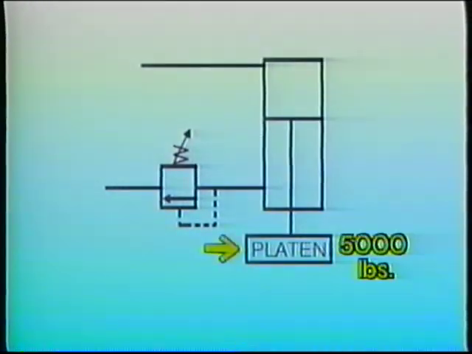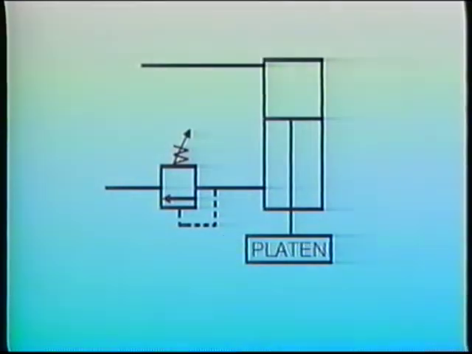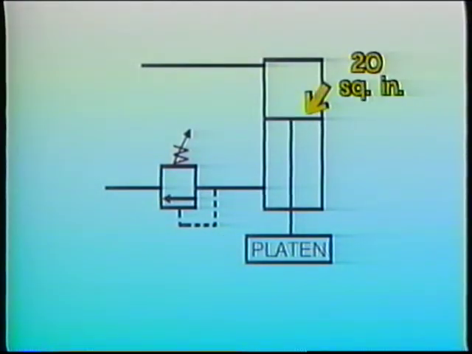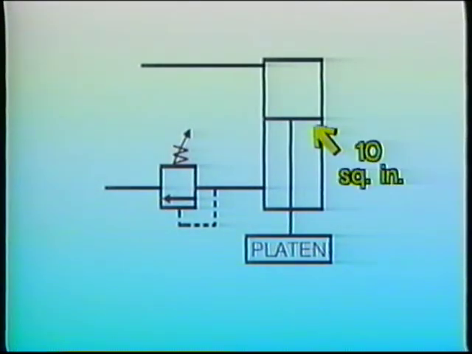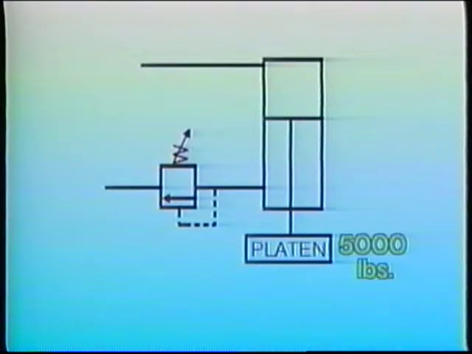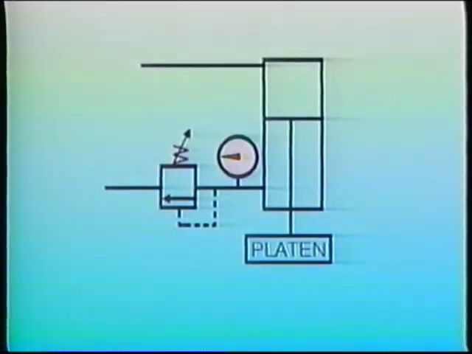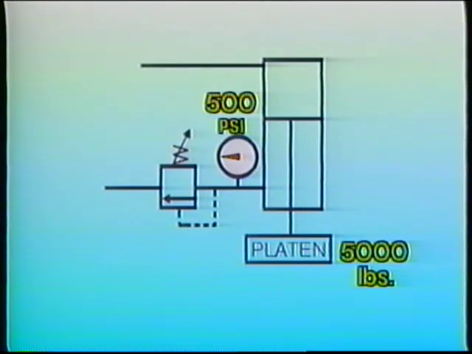Suppose the platen weighs 5,000 pounds. One side of the piston has an area of 20 square inches, and the rod side of the piston has an area of 10 square inches. The weight of the platen, 5,000 pounds, creates a pressure of 500 psi. That's 5,000 pounds divided by 10 square inches.